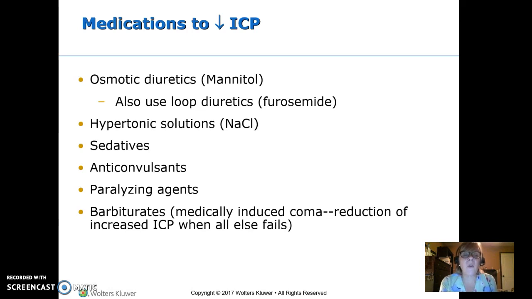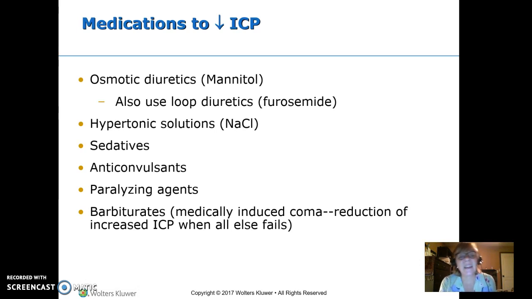At children's they prefer hypertonic solutions over osmotic diuretics. You may occasionally see mannitol, but more often you will see 3% sodium chloride, right? Normal saline is 0.9. So this is more than 3 times that. And the idea is that extra saline in the bloodstream is going to pull water, right? Remember, water goes where sodium goes. So it's going to pull water into the bloodstream because we're trying to get it out of the tissue in the brain because of cerebral edema.